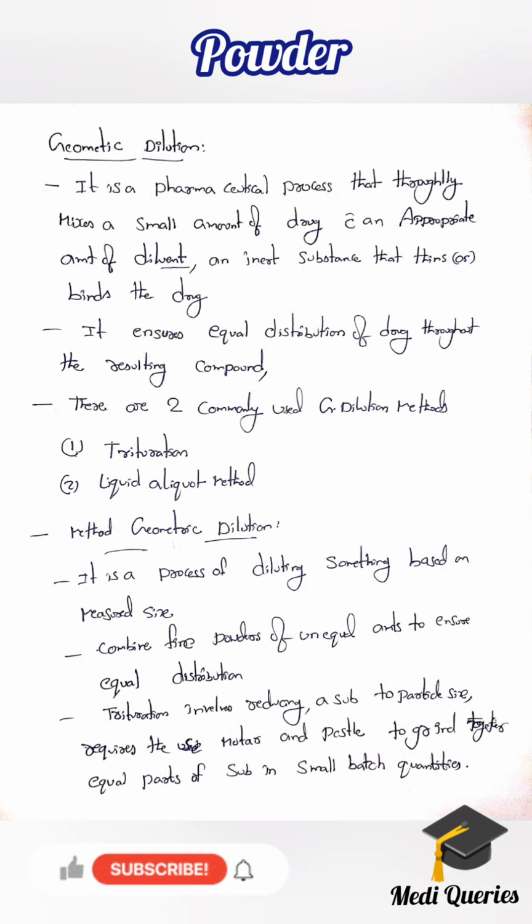Geometric dilution. It is a pharmaceutical process that thoroughly mixes a small amount of a drug with an appropriate amount of a diluent, which is an inert substance that thins or binds the drug. It mainly ensures the equal distribution of a drug throughout the resulting components. Here there are two commonly used geometric dilution methods, the first one is trituration method and the second one is liquid method. The first method is trituration method.